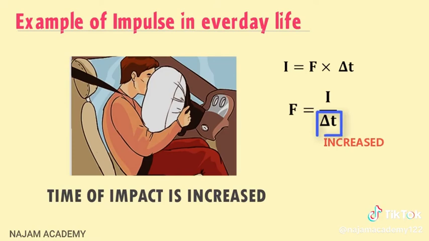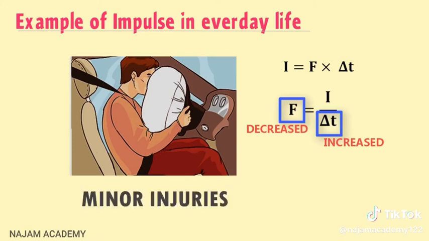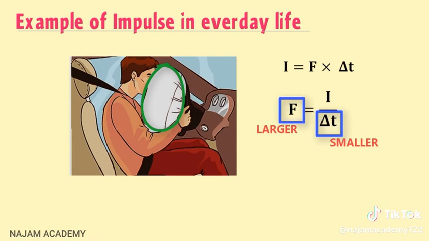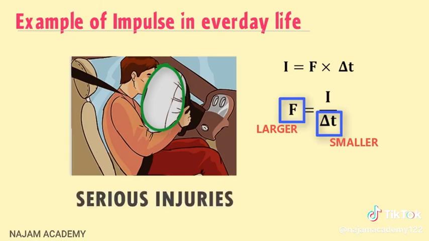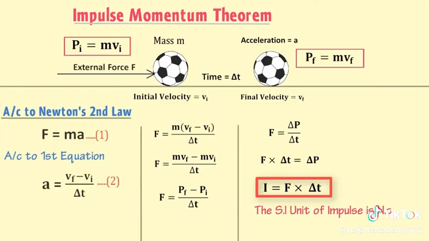Now when the time is increased, as a result, force F on the driver would be decreased. Smaller force will cause minor injuries. Now if there is no airbag, the time of impact would be smaller. As a result, force would be large on the driver or on the passenger. Thus it will cause severe type of injuries. Change in momentum or impulse changes the momentum of an object.